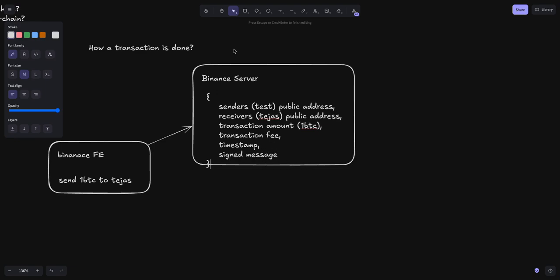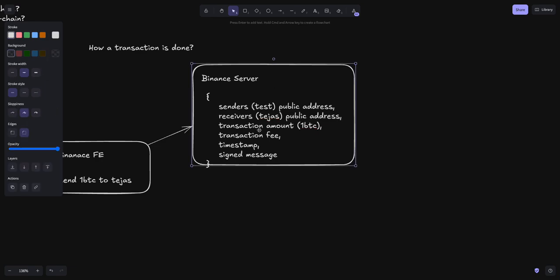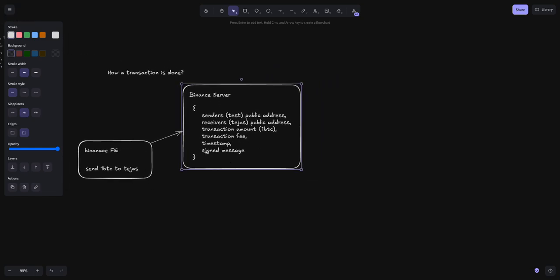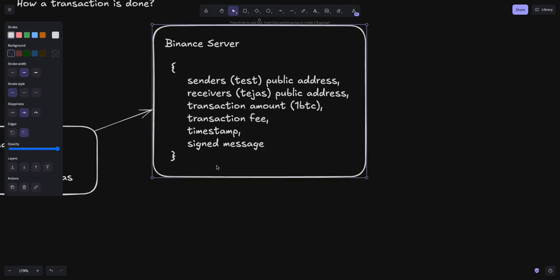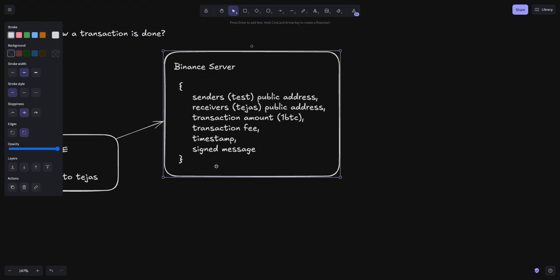Now, what is this signed message? First of all, consider all this data. The Binance server creates an object that has all of this data. Now, if you are not aware of what a signed message is, you can skip one or two minutes here. I will try to explain it to people who don't understand. I would also like to request you to have a look at the previous video that explains what a hash is and what encryption is, as that will get used here.